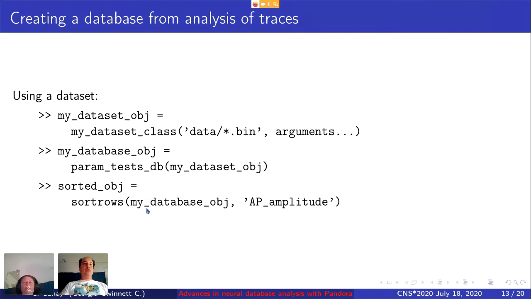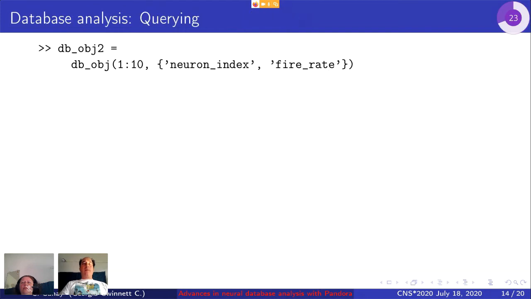And once you have the database, you can do operations on it. For example, you can sort the rows of the database object by amplitude, right? And it's going to return a new value, because MATLAB is always called by value, although it does some called by reference tricks, okay? That's a sorting example, but we can also query.